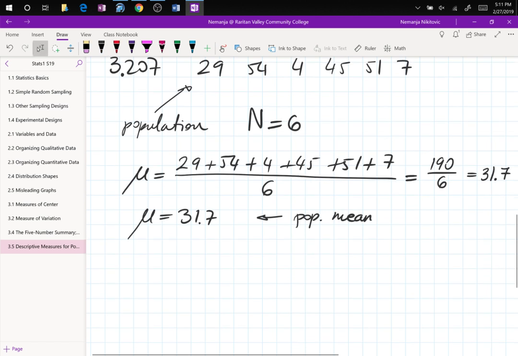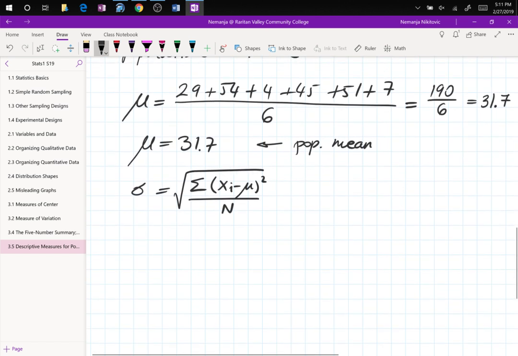To find standard deviation sigma, we have to run the summation of xi minus mu squared divided by capital N. So I need a column for my xi's, and those are my data numbers, so 29. We could have put this in order, but I didn't.